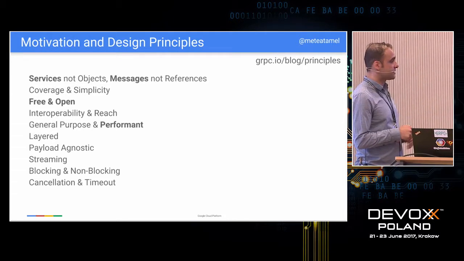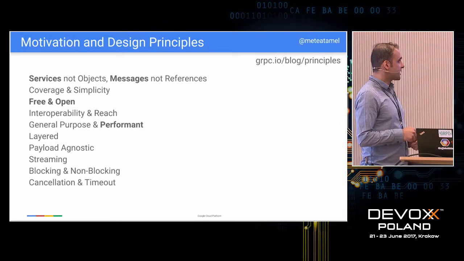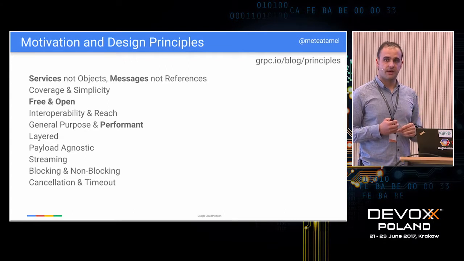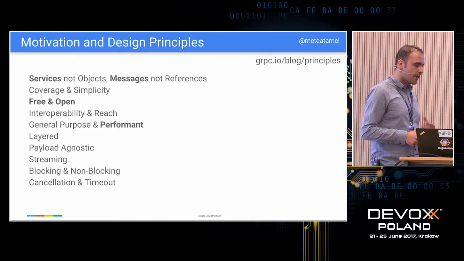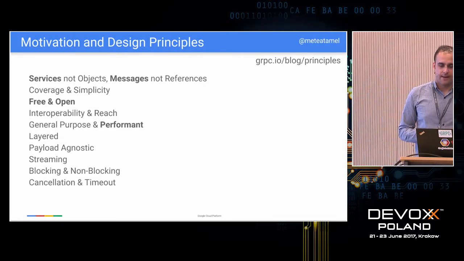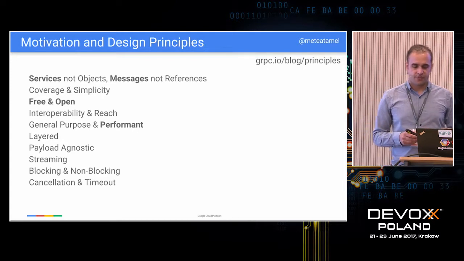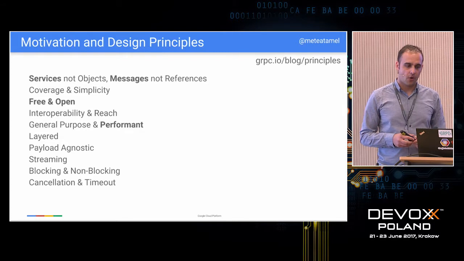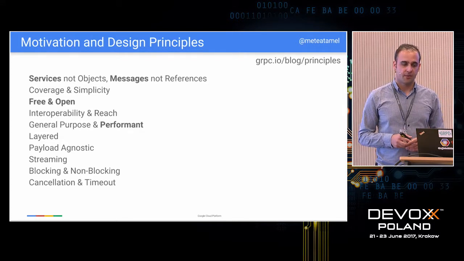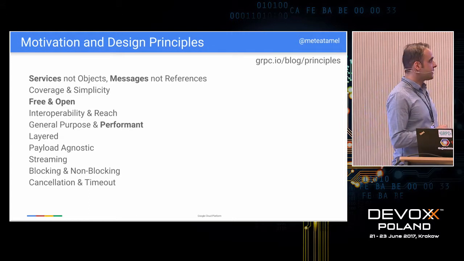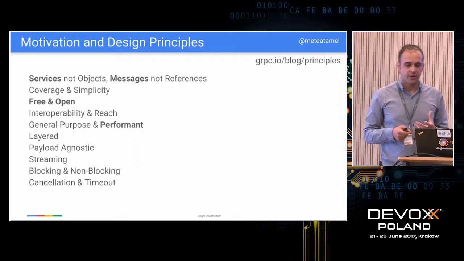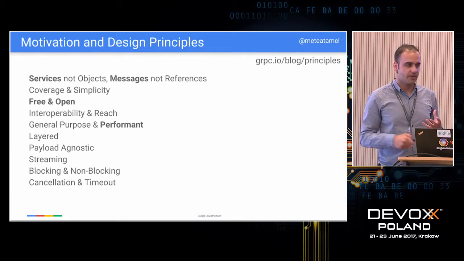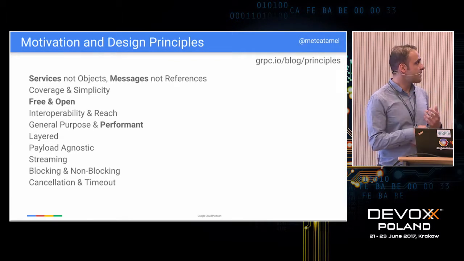The first thing is gRPC is free and open. That's very important, as I mentioned. The second thing is it's performant, so we try to make it as highly efficient and performant as possible, and I'll show you some examples of that. And the third thing is when you're building distributed systems, people sometimes forget that things are distributed, and they make calls thinking that they're local, even though the call you're making is not local, it's remote. So in gRPC, they don't want people to forget that it's a distributed system, so they have services, not objects, and messages, not references.